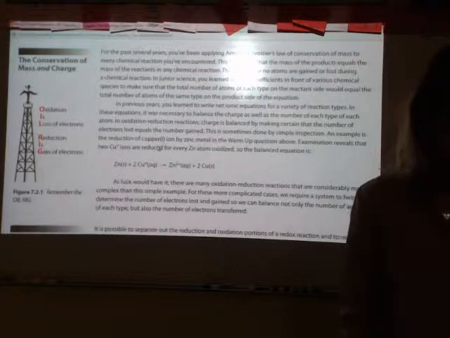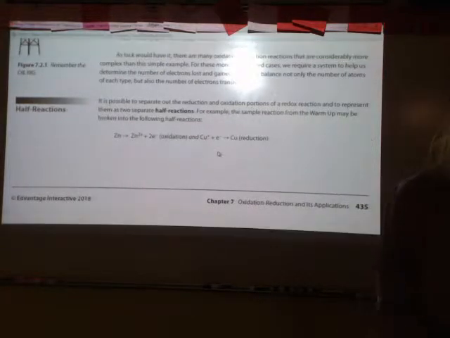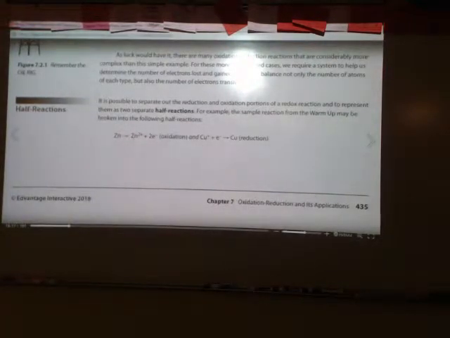In oxidation-reduction reactions, the charge is balanced by making certain that the number of electrons lost equals the number of electrons gained. A lot of redox reactions are more complicated, but today we're going to be balancing the half reactions, the oxidation and reduction half reactions, and then bringing them together to write an overall redox reaction. So what I'm going to have you look at is separating reactions into half reactions and then balancing them in solution.